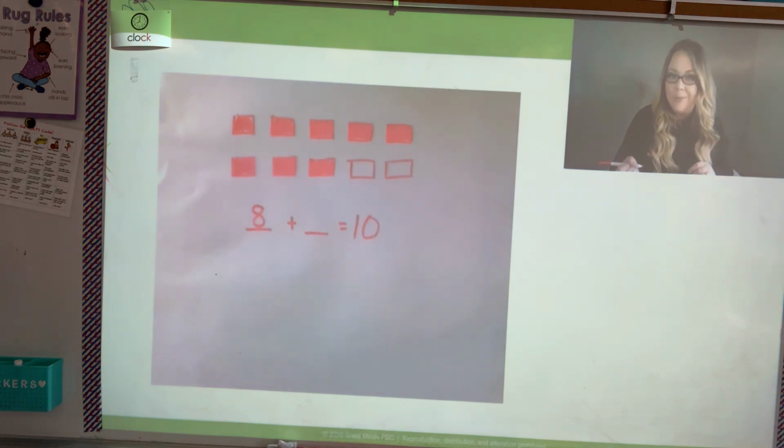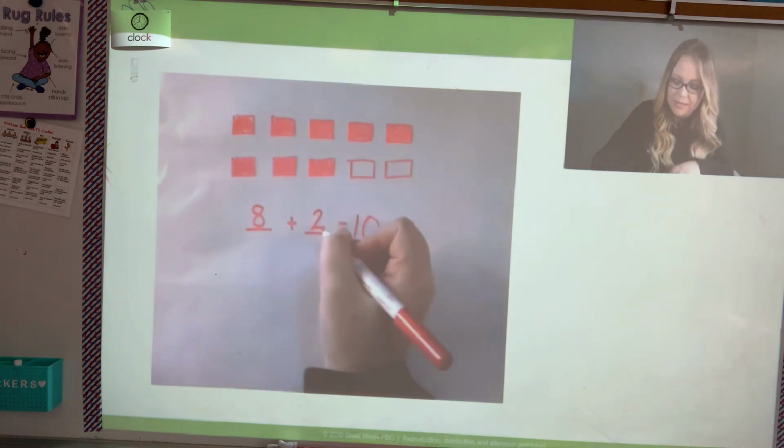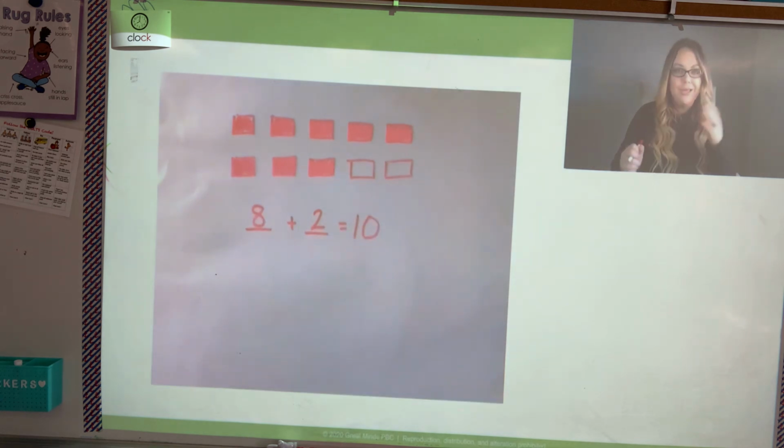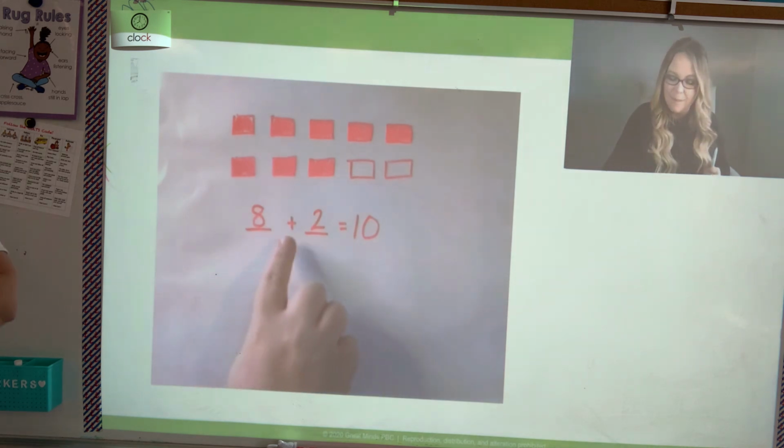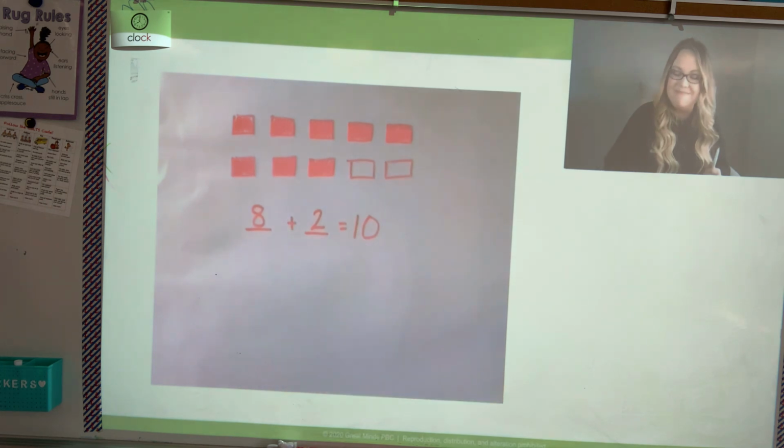And what's our other part? Think. Say it. 2. So we will write a 2 in this blank. Go ahead and fill yours out now as well. Now let's read this number sentence together. All right, let's read it together. 8 plus 2 equals 10.